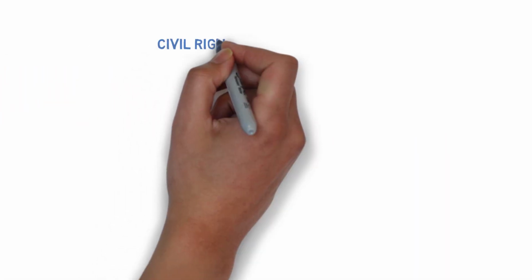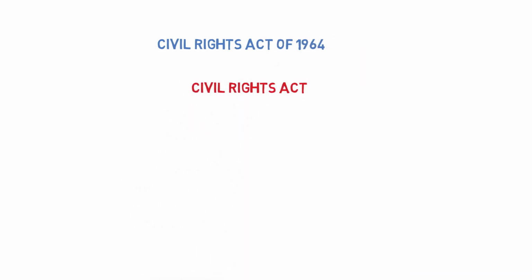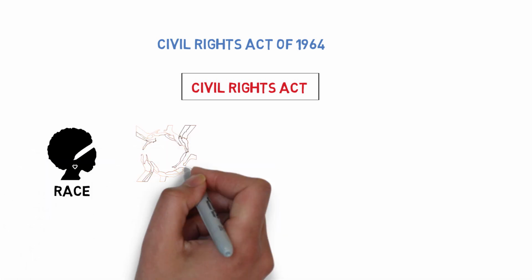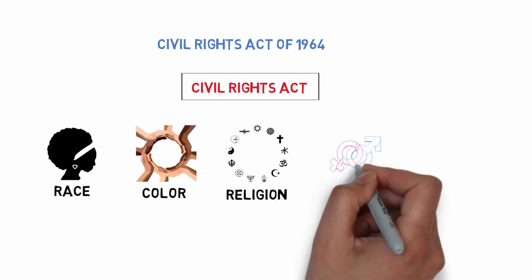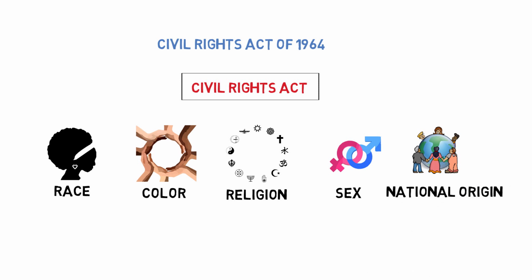Civil Rights Act of 1964. In 1964, Congress passed the Civil Rights Act, which prohibited discrimination based on race, color, religion, sex, or national origin in public places, schools, and the workplace.